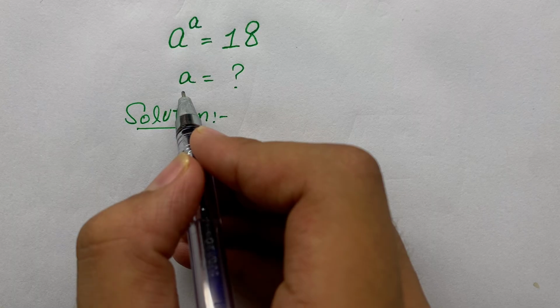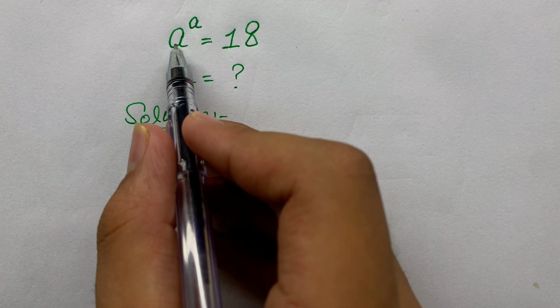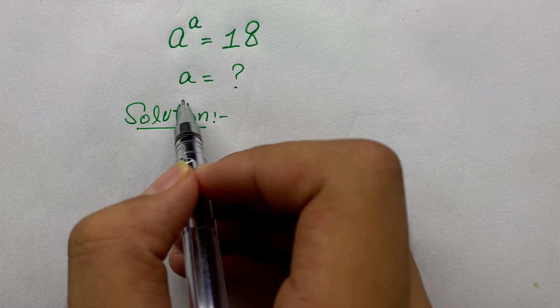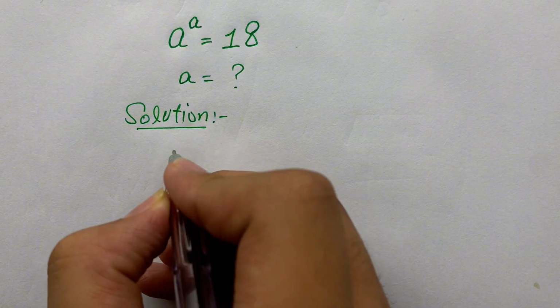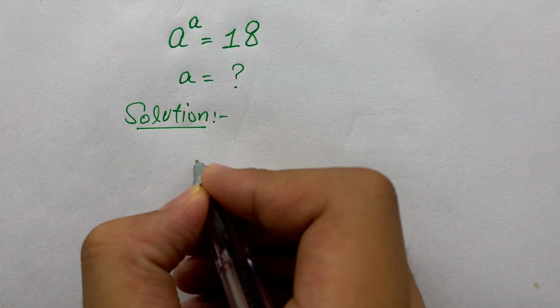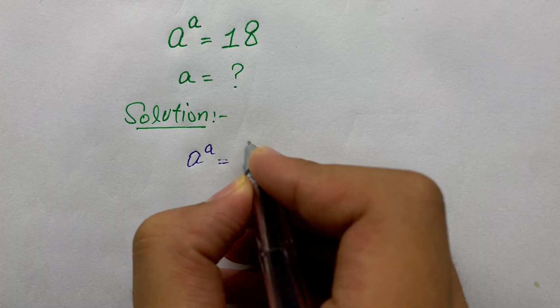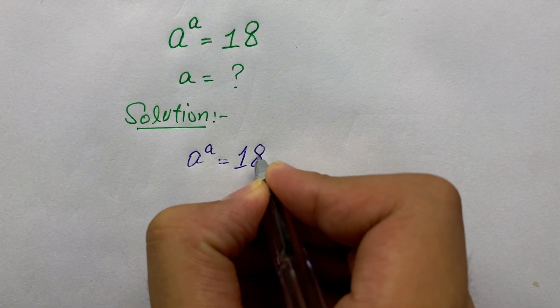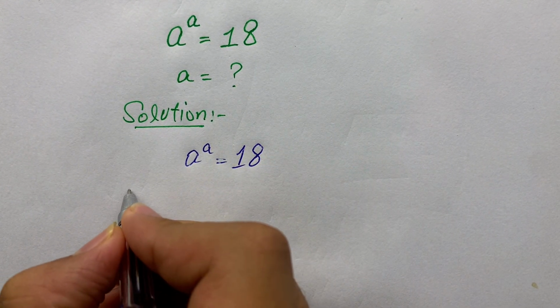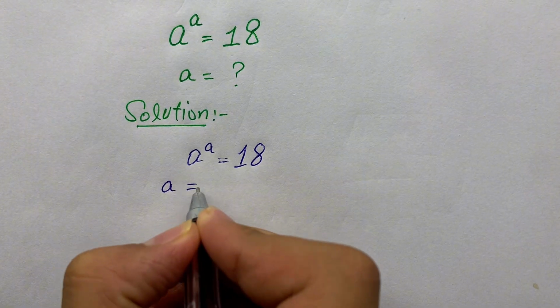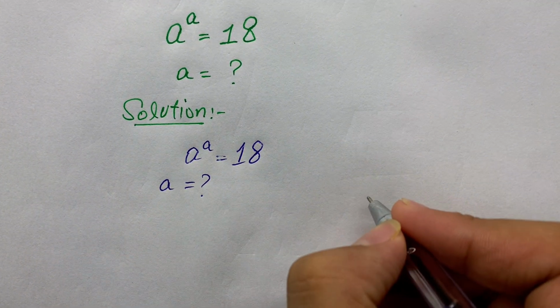In this problem we are finding the value of a when a to the power a is equal to 18. Now we are starting our solution. Our question is a to the power a is equal to 18. Now we are finding a, which is unknown.